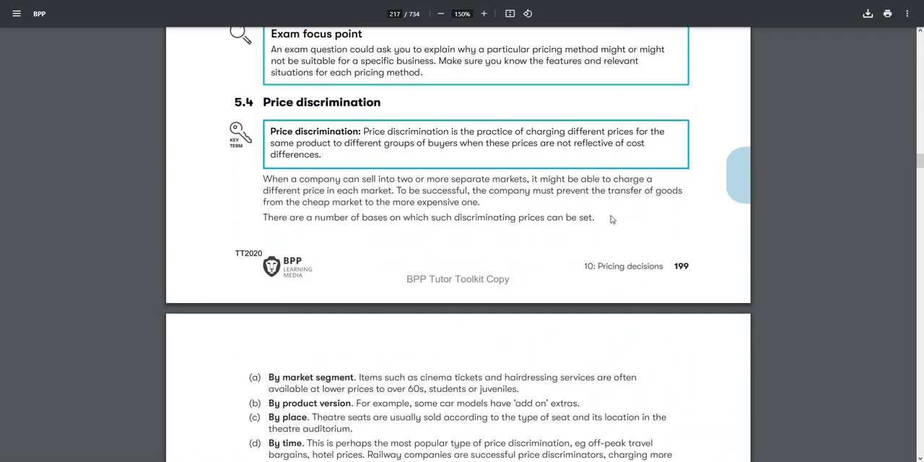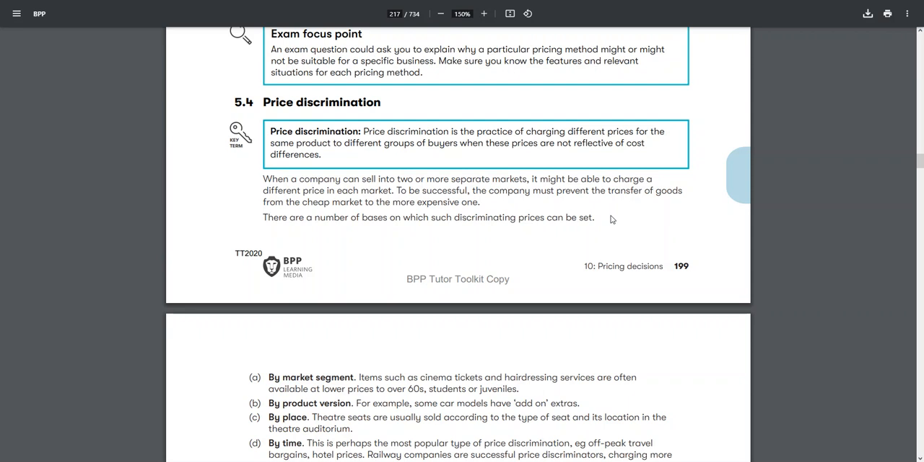Price discrimination is using different prices for the same product. So discrimination simply means difference. Discrimination could be done in different ways. You could discriminate by market segment. In a market, for different segments, you could charge different prices. Like age, for older people the price could be bigger, or for young people or students it could be lower price.